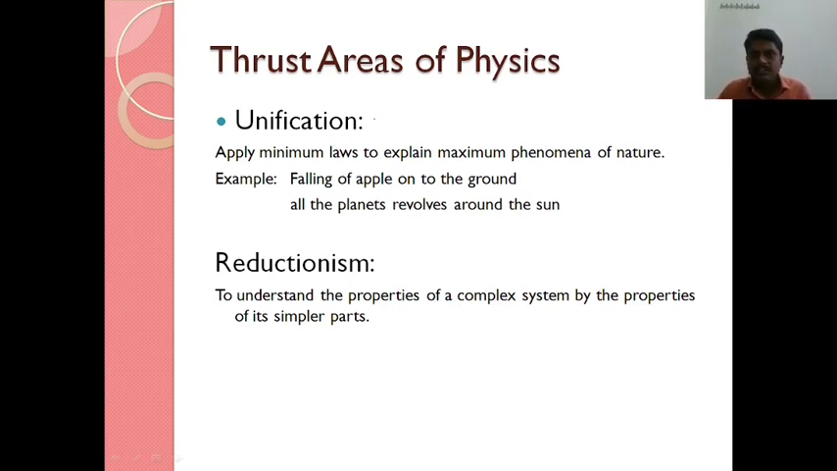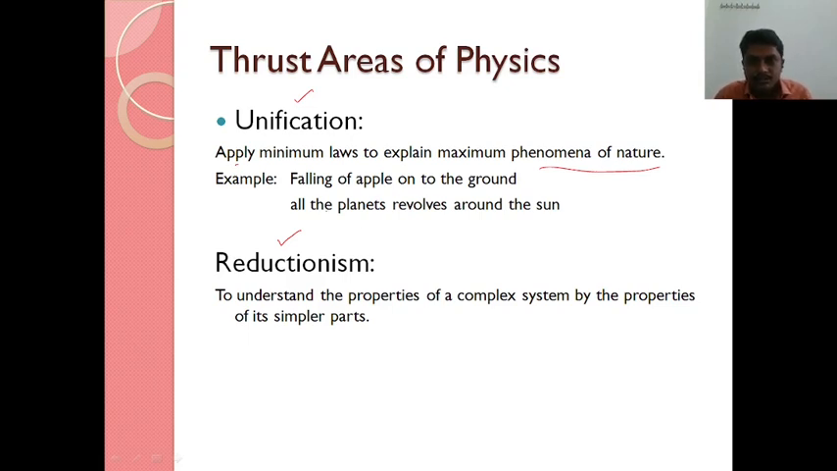There are two approaches to studying physics, called unification and reductionism. What is unification? It is the application of minimum laws to explain maximum phenomena of nature. For example, an apple is falling onto the earth, rain is falling, all the planets are revolving around the sun. These are attractive forces. Why are we walking comfortably on the earth? Because sufficient gravitational force is there.